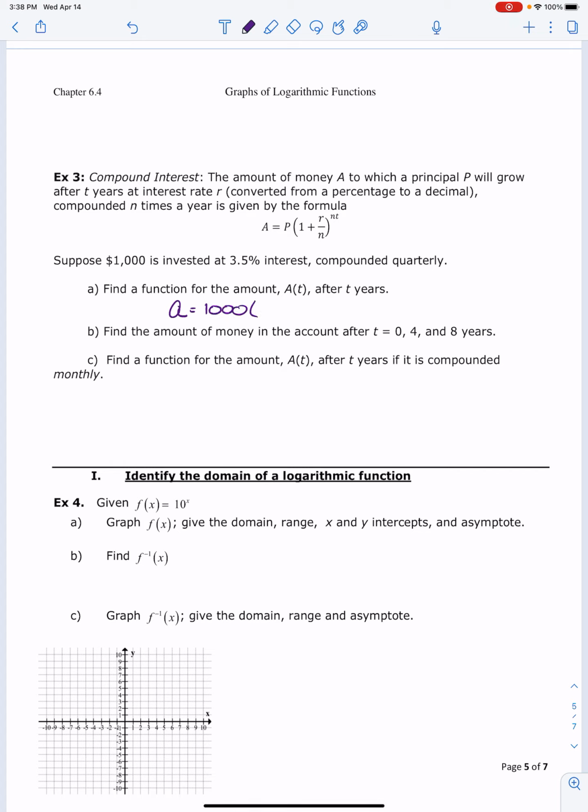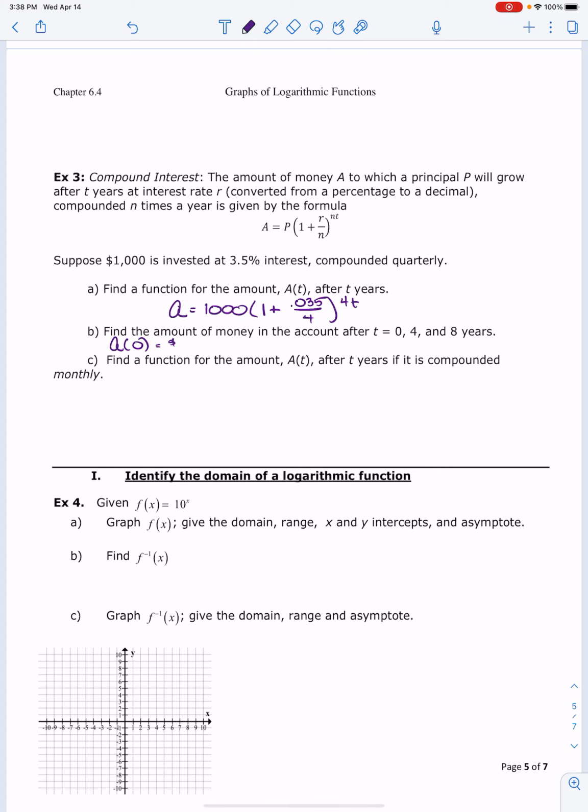We have $1,000 invested at 3.5%, compounded quarterly for t years. So you can plug that in. Actually, this would be a great place to pause the recording. Plug in t equals 0, 4, and 8, and make sure you come up with the following answers.